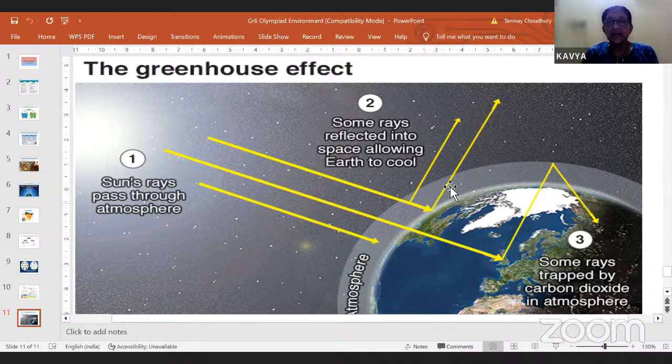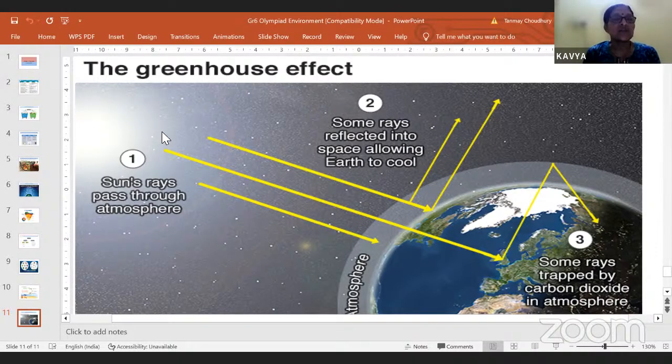But there is a layer of carbon dioxide which is not allowing the rays to be reflected back into the atmosphere. It is getting it back to the Earth's surface. As a result, once the heat is going out and coming back again, the Earth will get warmer and warmer. So this is known as the greenhouse effect. When the rays are not allowed to go back, they are reflected back to the surface of the Earth.